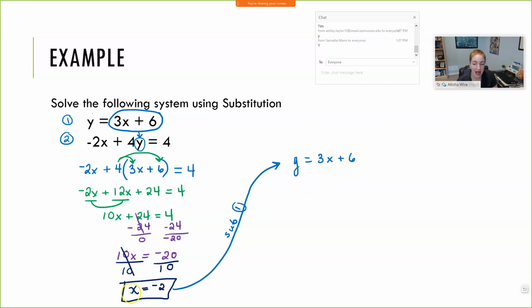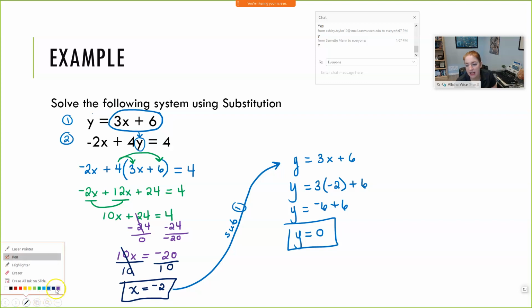I'm replacing x with -2 because that's what it's equal to. So x is -2. 3 times -2 is -6. Add those together. Y is equal to 0. So my final answer is going to be -2, 0.